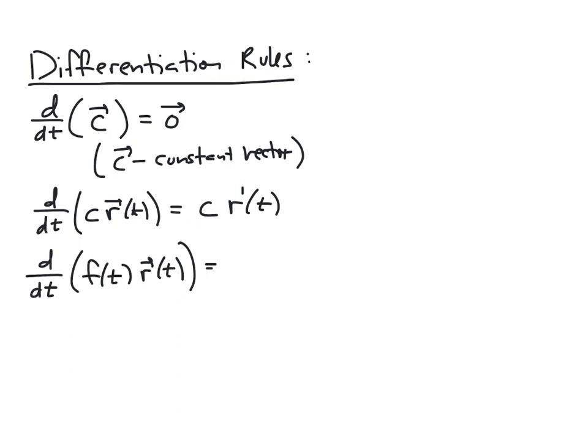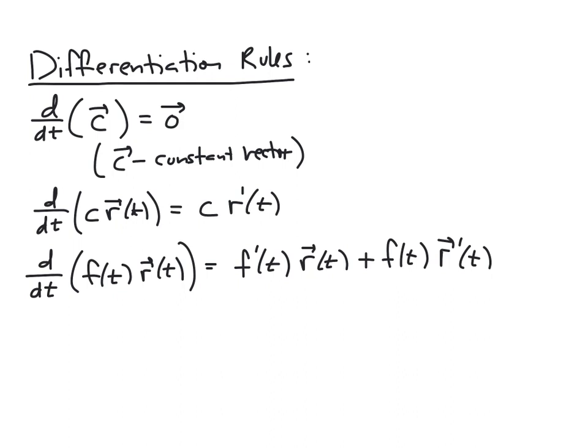And so it turns out that this works much like the product rule in one variable calculus. So this will end up being f prime of t, a scalar function, times the vector r of t, plus the scalar function f of t times the derivative of r of t. Now again, this looks a lot like the product rule, but we have to pay attention to the scalar functions and vector functions and which are which.